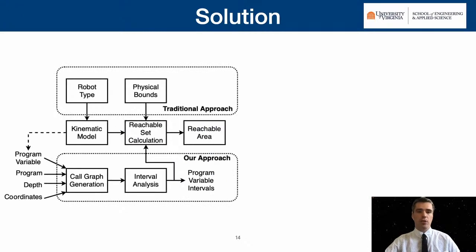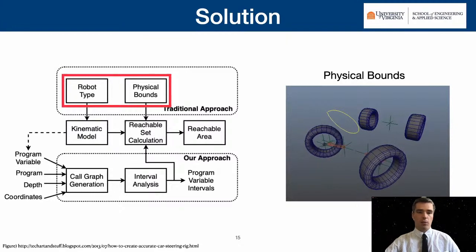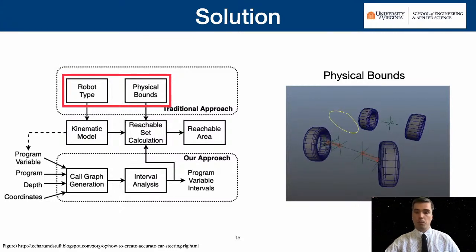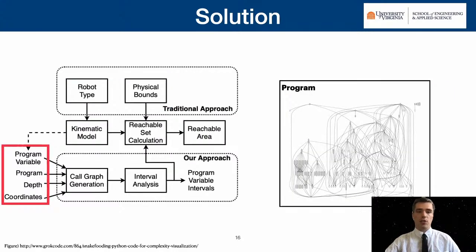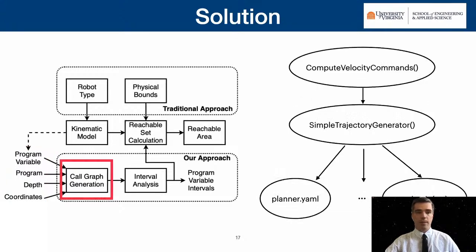So how do we propose on generating these more accurate reachable sets? Well, previously one would use the robot type and physical bounds to compute the reachable set. This information is still important, but it's only part of the puzzle. The second part is to look at the software or program controlling the robot. Our approach takes, among other details, the program and the program variables which control the robot's physical behavior. Using the program, we compute the call graph and identify the nodes in the call graph that contain the program variables which control the physical behavior of the robot.